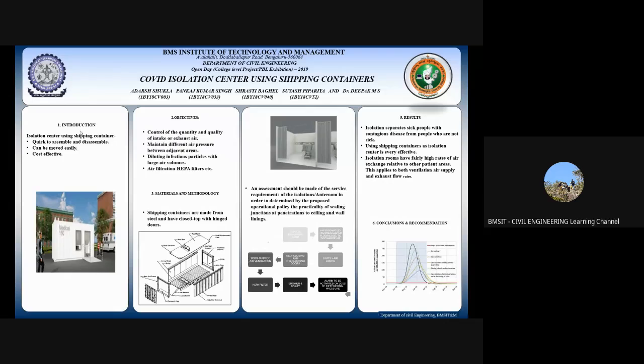Good afternoon, everyone. I'm Adarsh Shukla. My team members are Pankaj Kumar Singh, Suyesh Piparia, Shrashti Bagel, and Ram Narayan. Our topic is COVID isolation center using shipping containers.